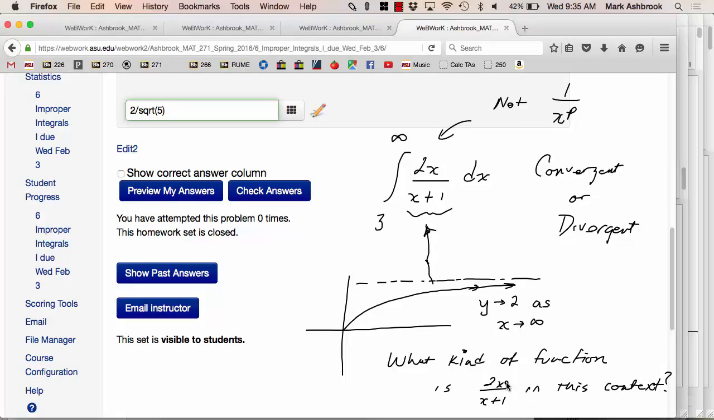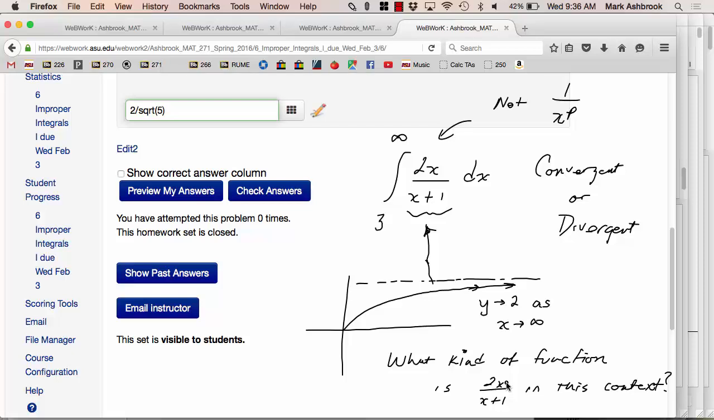Okay, so let's answer that question. How many people think the integral is convergent? Oh, more people. How many people think it's divergent? We got some more divergent too. It's split. What kind of function is 2x over x plus 1? It's true it's a rational function, but in the context here, it's a rate of change function.